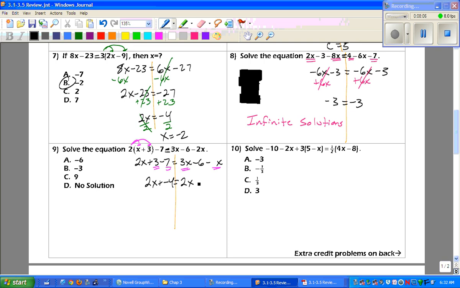We get 2x minus 6. I'm going to move my x's to the left side. Those cancel too. We get negative 4 equals negative 6. And that is false. So that means that there's no solution. And the one thing that I forgot to say with 8, negative 3 equals negative 3, that's true. And when it's true, that's where the infinite solutions come from. So if it's false, you get no solution, true, infinite solutions.